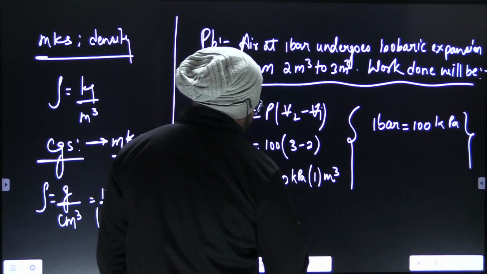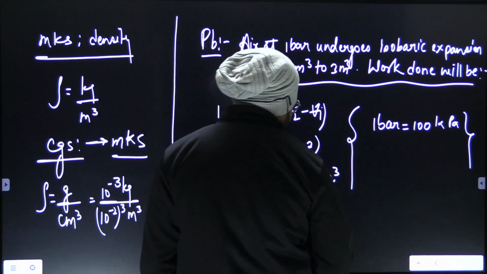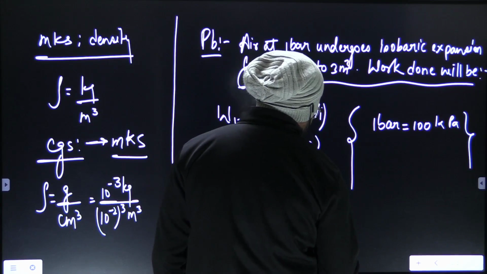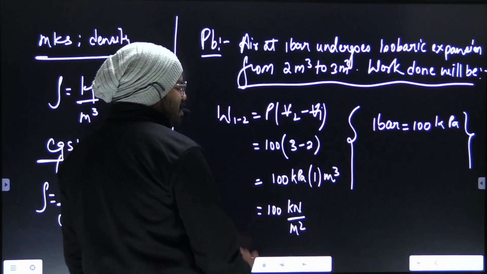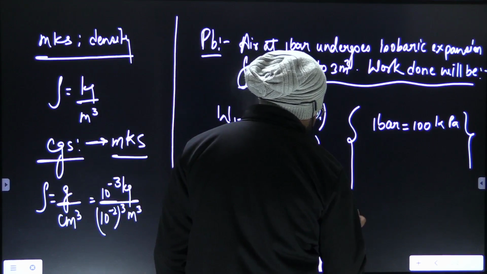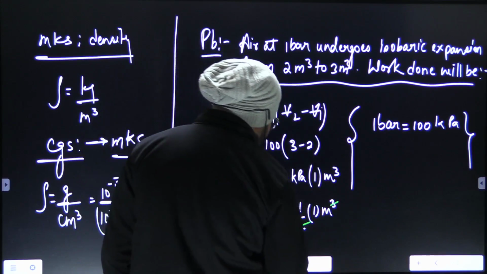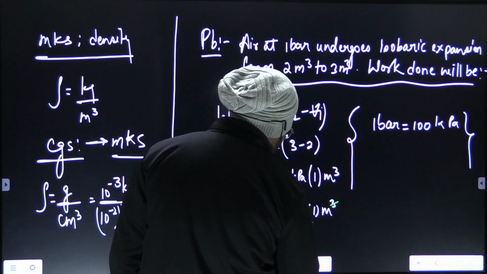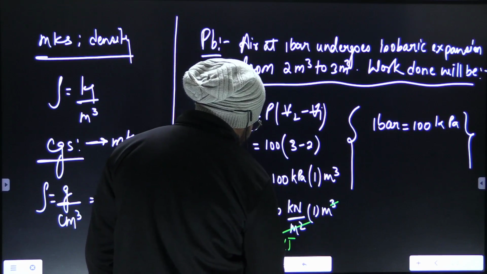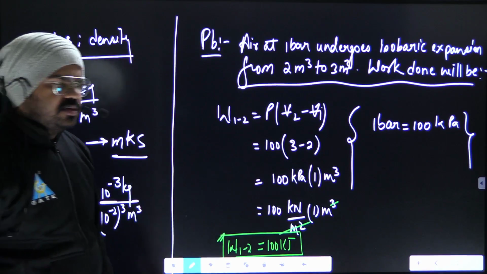Just convert it. What I am trying to say is conversion. I am trying to tell you conversions. Pascal is Newton per meter square. Kilopascal will be kilonewton per meter square. Meter cube, this goes out. Kilonewton meter is 100 kilojoule. That's the answer. I hope it is clear. Right? That's how you will approach.